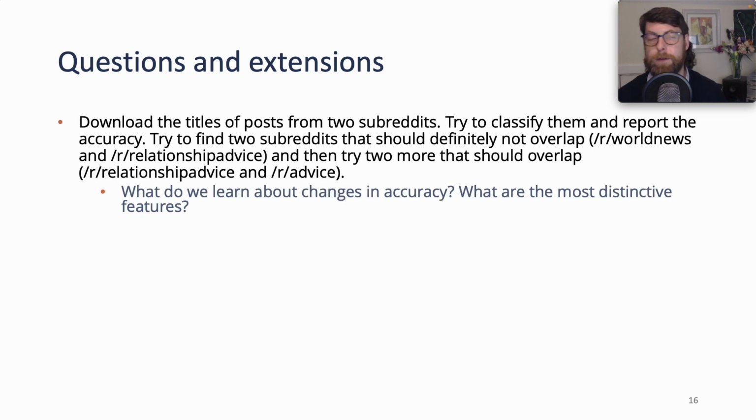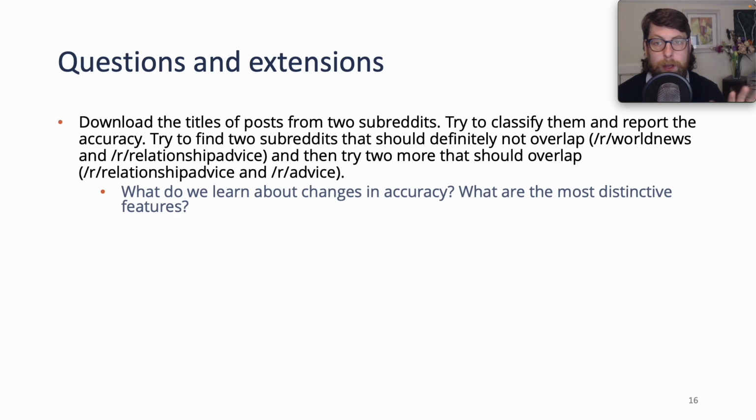So finally, we have some questions and extensions. One example might be to download the titles of posts from two subreddits. Using PRAW or just using JSON, it's pretty easy to get the titles from a subreddit and just have them as their own unique documents. You might want to classify them and report on the accuracy. In that case, you might be interested in not excluding the stop words. There could be some real relevance to whether posts in one subreddit use words like "the" or "of" or "very" or "would", and in another they might not use those. But that's up to you to consider.